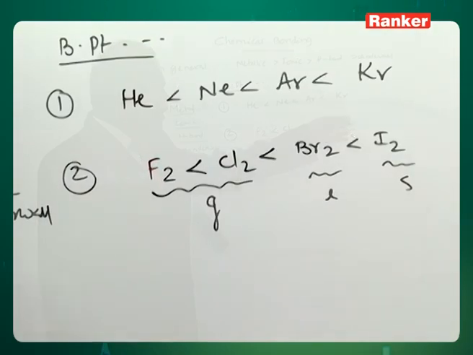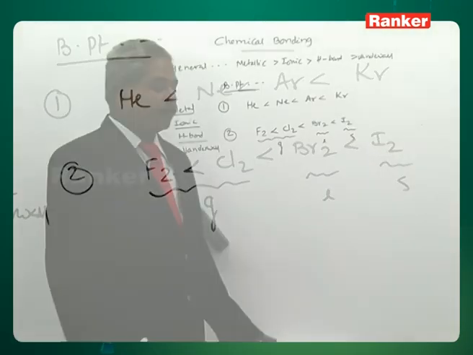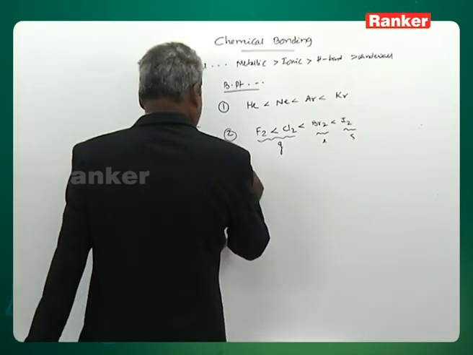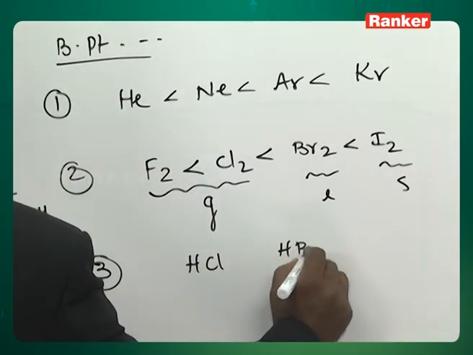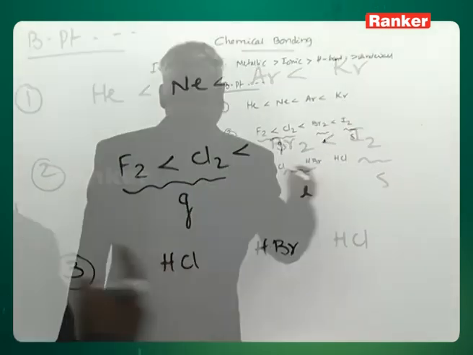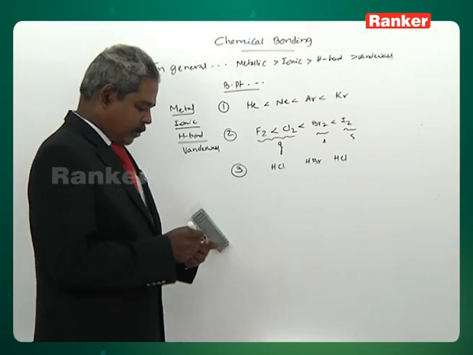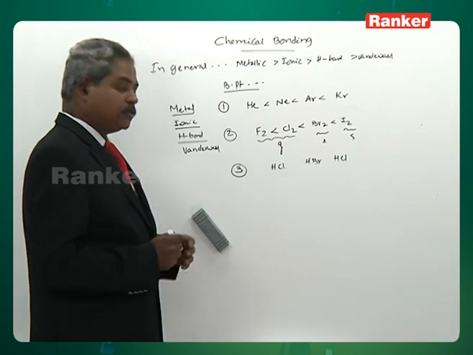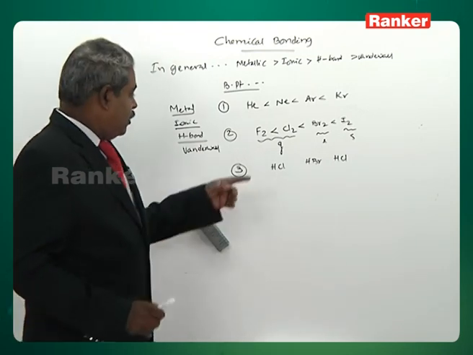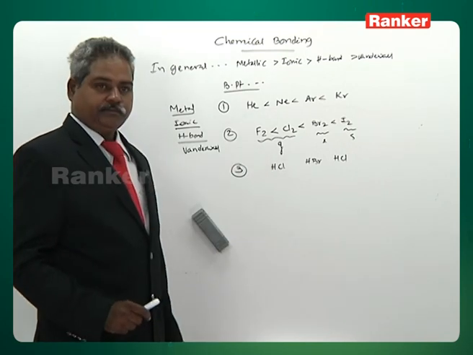And iodine, still greater intermolecular attraction, therefore it is a solid. Now, HCl, HBr, HI. Once again, same logic. Are they metals? No. Are they ionic compounds? No. How can you say no metal, no ionic?